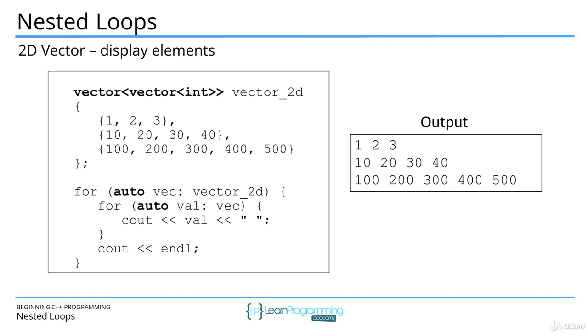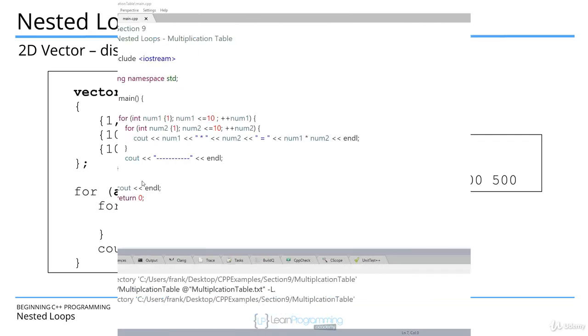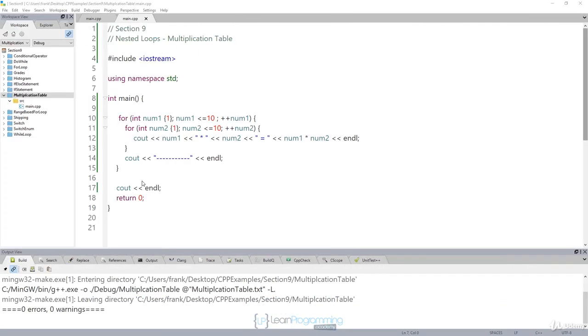Let's head over to CodeLight and see some of these examples live. Okay, so I'm in the CodeLight IDE. I'm still in the Section 9 workspace, and I'm in the multiplication table project. This is the piece of code that executes and displays a multiplication table for up to 10 by 10. So let's go over this really carefully because this is a classic example of a nested loop. Notice we've got the two for loops, one within the other, and the outer loop is looping on the num1 variable. The inner loop is looping on the num2 variable.